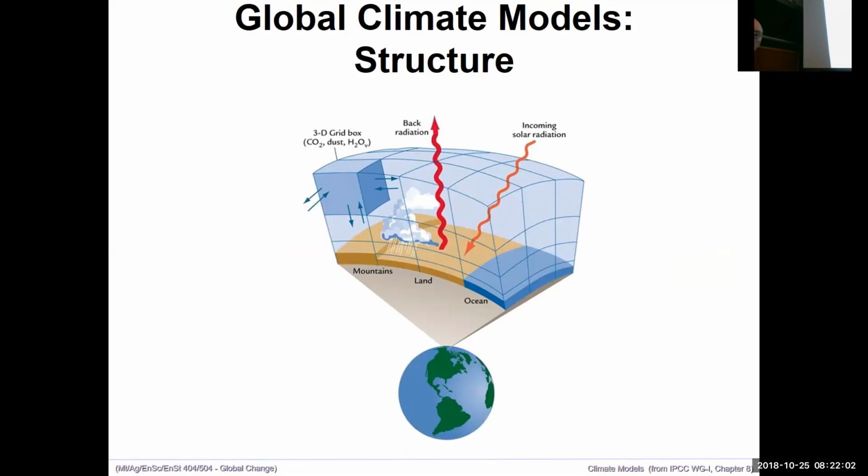And so all of these grid boxes are basically mathematically communicating with their neighbors. And over a series of billions and billions of computations, you finally arrive at a convergent solution which portrays, say, 100 years from now, what the temperature of the surface will look like, or what the rainfall patterns will look like.